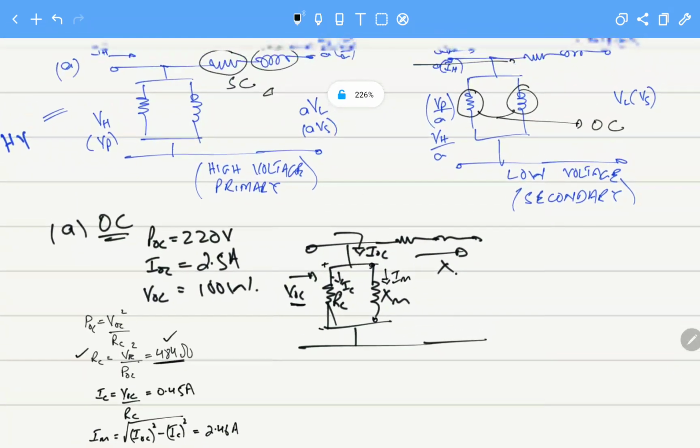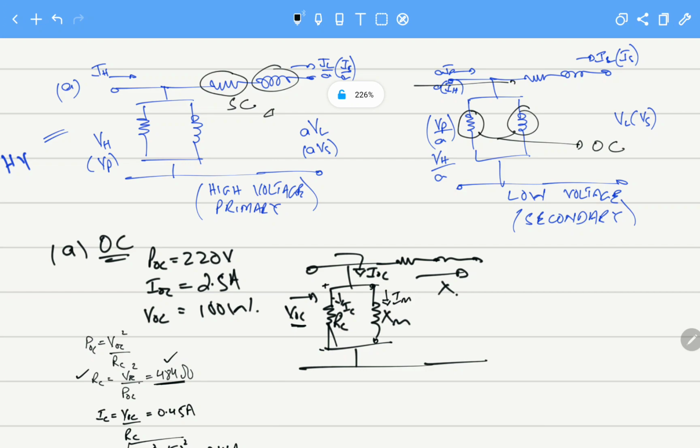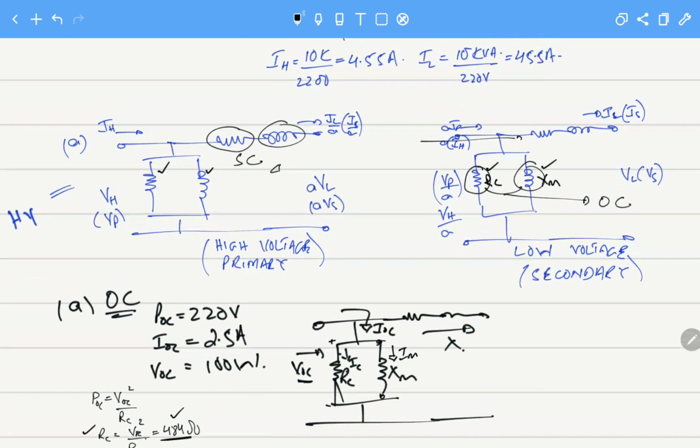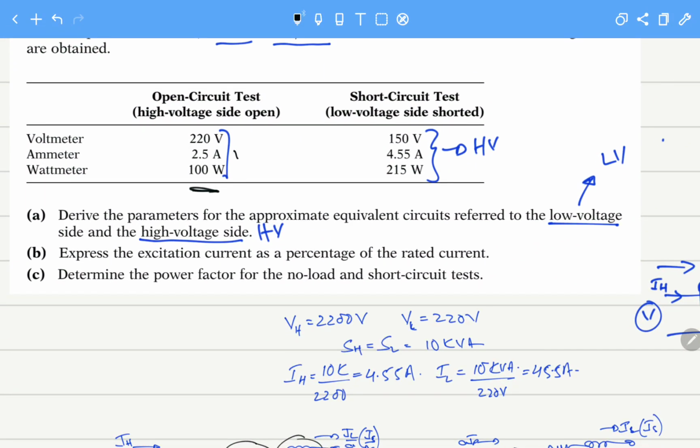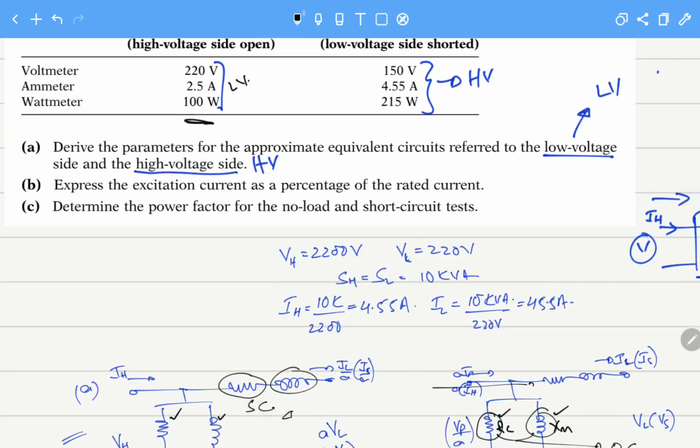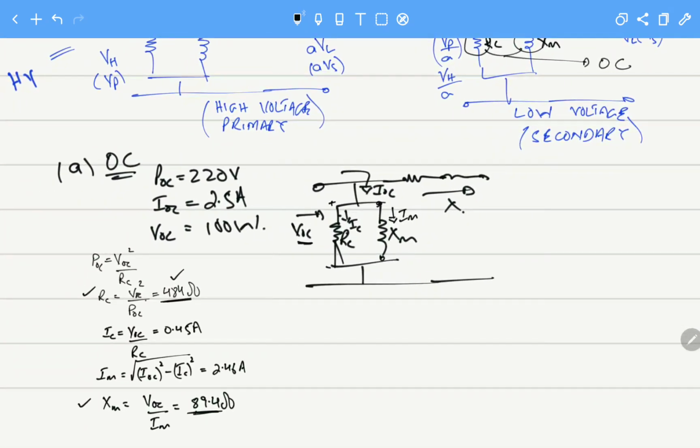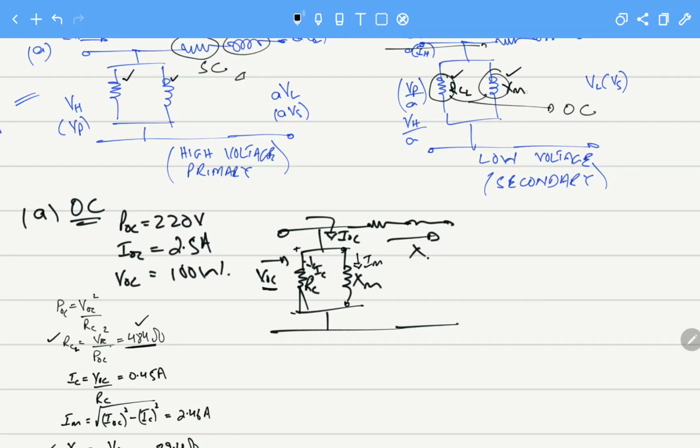Just think for a second. Here is also RC and XM. Here is also RC XM. But these will be the values of RC and XM reflected towards the secondary or the low voltage side, because these measurements were taken at the low voltage side. High voltage side was open. So I can call this RCL or XML so that it will be easy for you to remember.